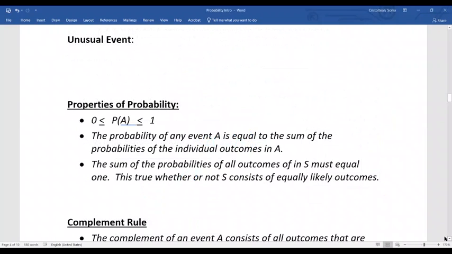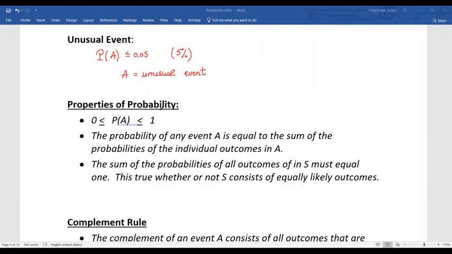Before going over more examples, let's look at some other definitions. Unusual event. An event A is called unusual if the probability of the event is less than or equal to 0.05, which is 5%. So if that happens, A will be considered an unusual event.